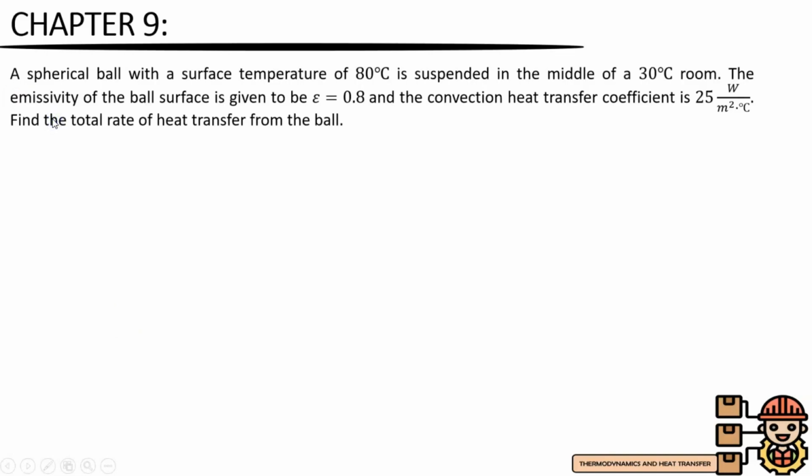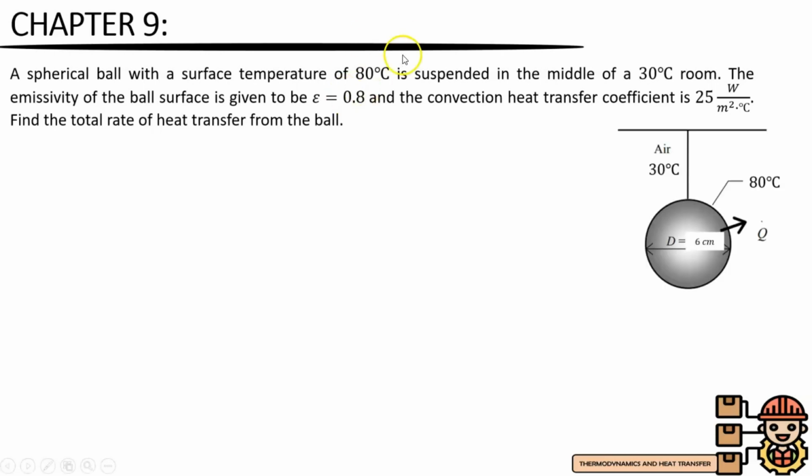In this video, we are going to solve a problem that involves the overview of heat transfer from thermodynamics and heat transfer. So here is our problem. A spherical ball with a surface temperature of 80 degrees Celsius is suspended in the middle air of a 30 degrees Celsius room. The emissivity of the ball surface is given to be 0.8 and the convection heat transfer coefficient is 25 watts per square meter degree Celsius. Find the total rate of heat transfer from the ball.